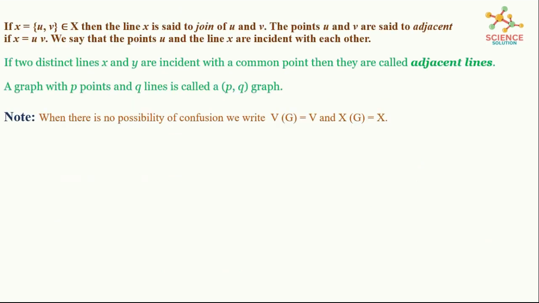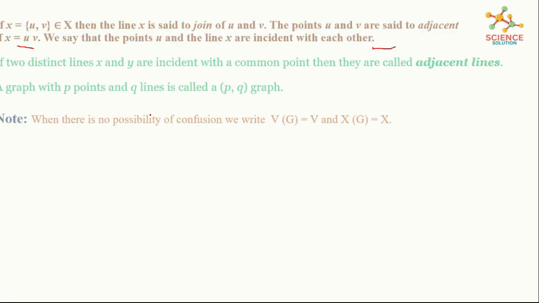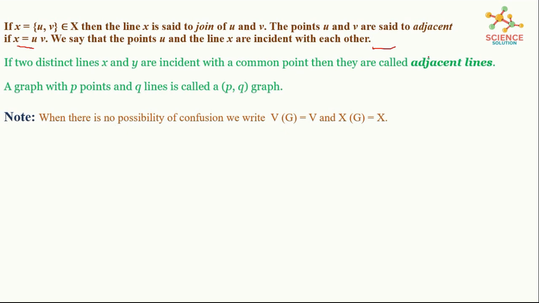If X is the line, that is the join of U and V, the points U and V are said to be adjacent if X is equal to UV. We say that the point U and the line X are incident with each other. If two distinct lines X and Y are incident with a common point, then they are called adjacent lines. A graph with P points and Q lines is called a PQ graph. Note: if no confusion, we can simply write V of G as V and X of G as simply X.